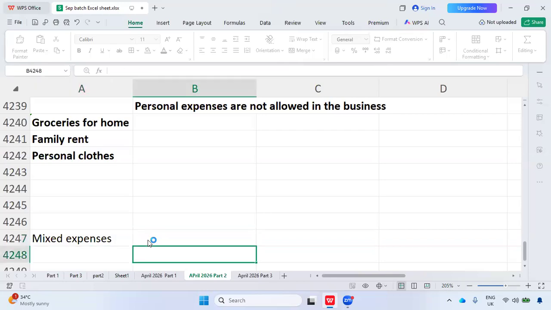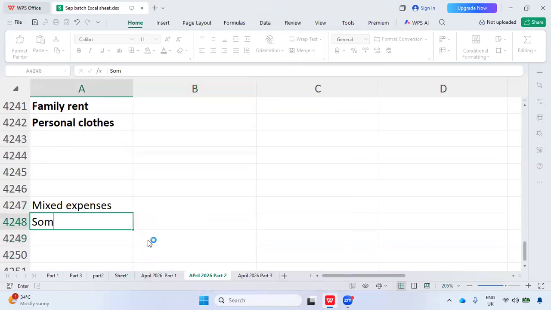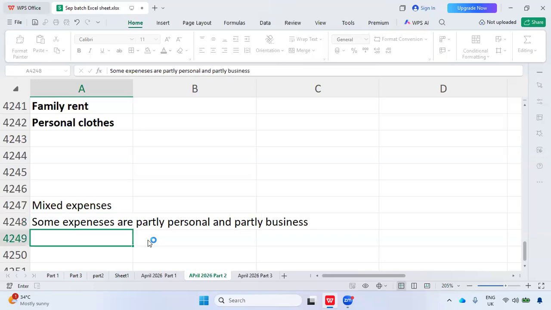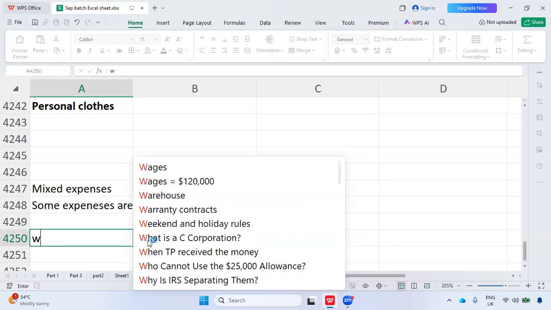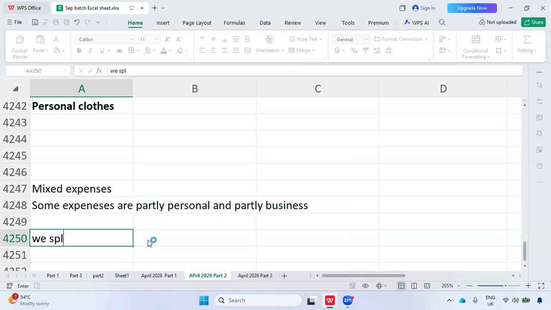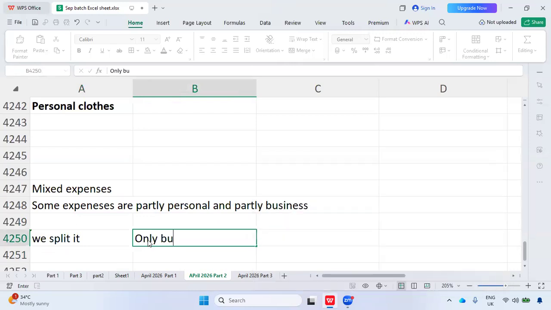No. Mixed expenses means some expenses are partly personal and partly business. So in this case, we won't reject the whole expense. Instead, we can split the expense, and only the business portion is allowed. Only the business portion is deductible.